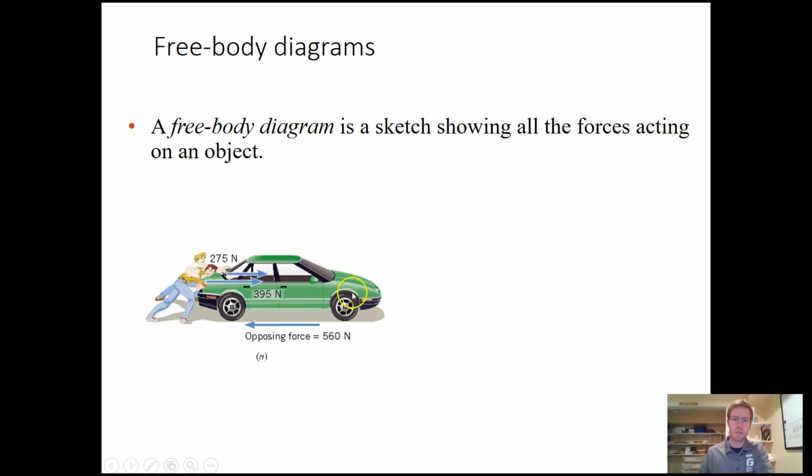Well, what we would do is we'd take this object, represent it as a single point, and draw each force acting on the object and its direction. So for this car, I would take the car, represent it with this single black point, and say, all right, I know that there are 5 forces acting on it.